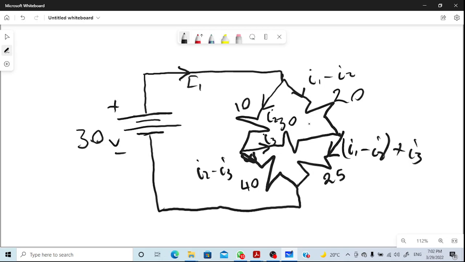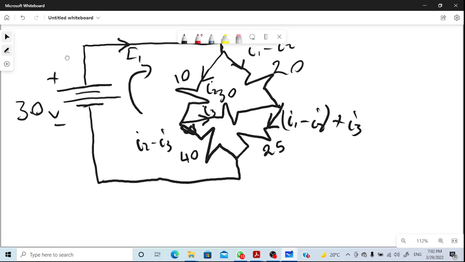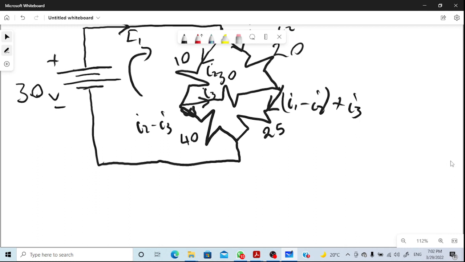So what do we do now? You deal with meshes or loops. I'm going to start with the outer loop and create an equation for it. So the equation for the outermost loop will be 30 for the potential difference, minus 10 I1. Why am I minusing 10 I1? Let me show you.